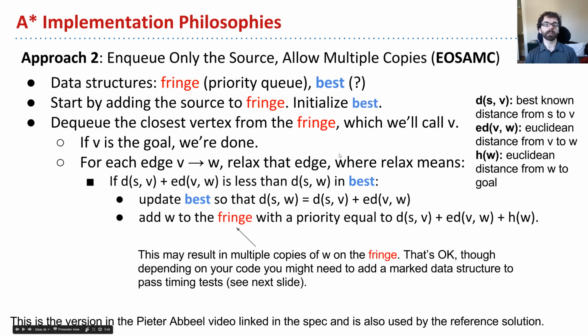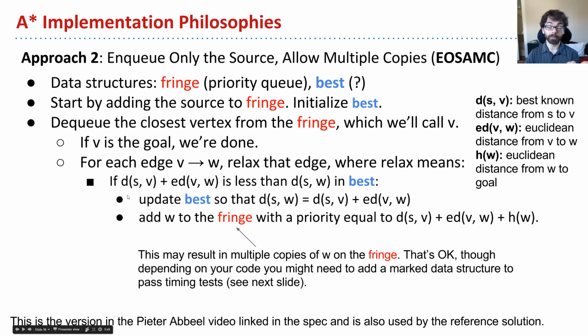We run the algorithm as follows. We take the closest vertex in the fringe, like the thing we think is best from the fringe, and we'll call that vertex v. Closest is just minimum priority. If v is the goal, we're done. For every edge from v to w, we relax that edge. So in other words, for all the neighbors of v, we'll call them w, we do the following computation.